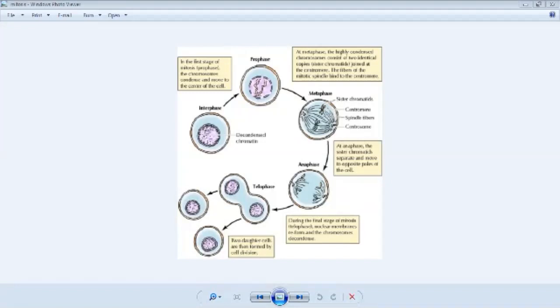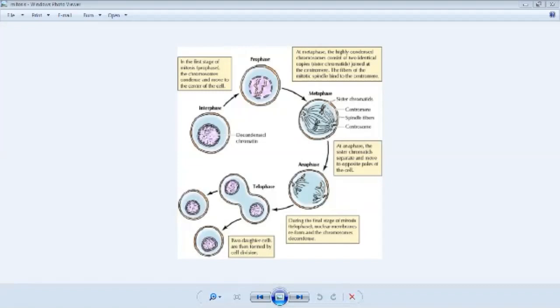move to the opposite poles of the cell. They get opposite to each other, and the cell gets elongated. Here in the telophase, the final stage of mitosis, the nuclear membranes reform and the chromosomes decondense. So here the two daughter cells are then formed by the cell division.